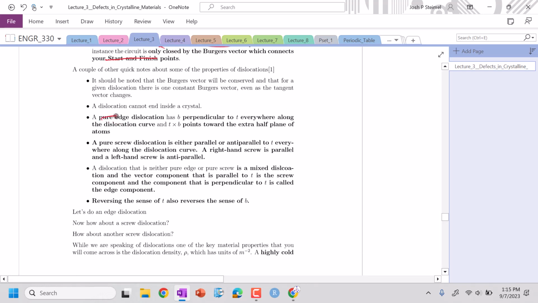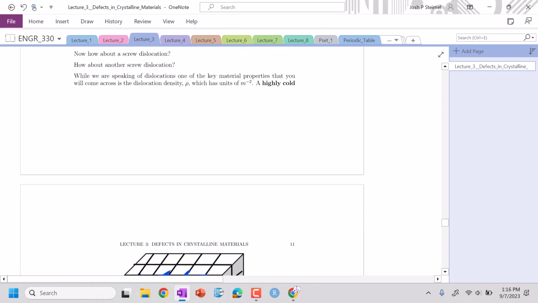If I have a pure edge, my Burgers vector and tangent vector will be perpendicular at the end. If I have a screw, if it's a right-hand screw, the Burgers and tangent vectors will be parallel. If it's a left-hand screw, they'll be anti-parallel. And the cool thing is, it doesn't matter what your initial selection and first step of the positive notation of t is. You'll still be able to obtain the same result.